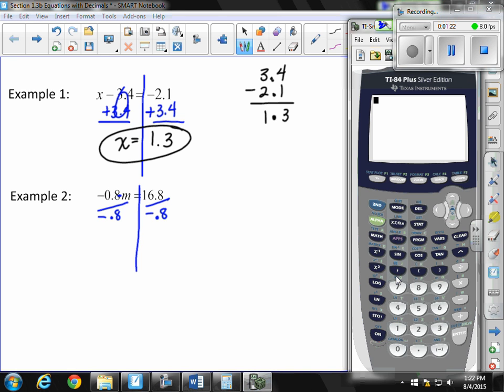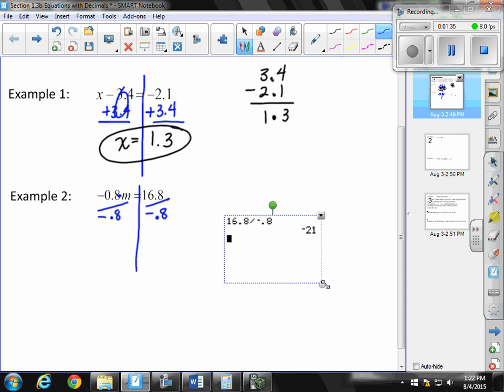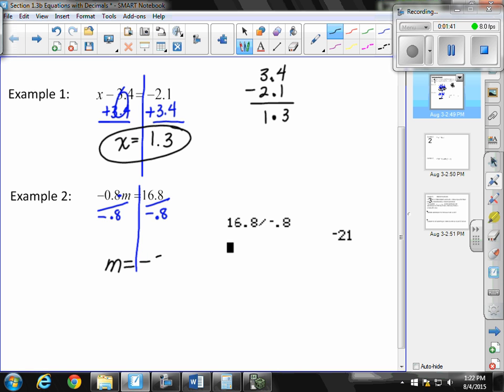You can keep the leading 0 there if you like or not. It's just a placeholder. On my calculator now I'm going to do 16.8 divided by negative 0.8. Enter, and there's my answer. So my final answer is n equals negative 21.